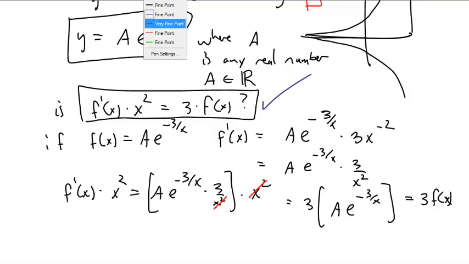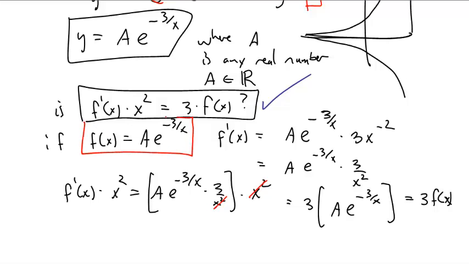If f of x is this thing, then its derivative times x squared is 3 times the original function. Yay! We've solved a separable differential equation. And let's move on to more complicated ones.